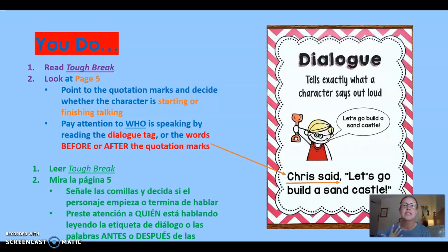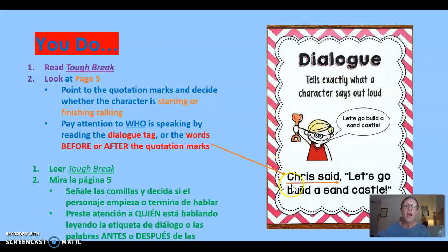So this is called dialogue. When characters are talking and there's quotation marks in your stories, that's called dialogue. Even when you talk out loud with someone, that's called dialogue. It just means talking. It's just a fancy word. So it tells us exactly what a character is saying out loud to each other in the book.